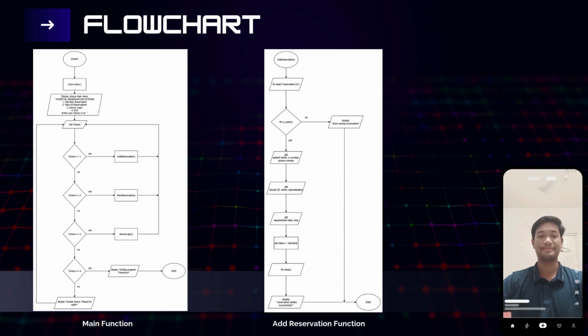Thank you, and end. And then for the add reservation function, first it will open the file, which is reservation.txt. If the file is open, the user must input the patient name, IC number, phone number, and then the doctor ID, name, and specialization, and then input the appointment date and time, and the status will automatically be set to pending, and the file is closed. And it will display reservation added successfully and end. But if the file is not open, it will display error saving reservation.